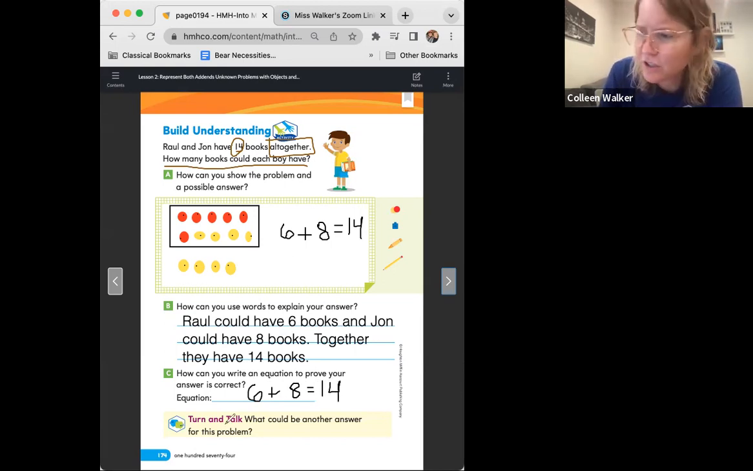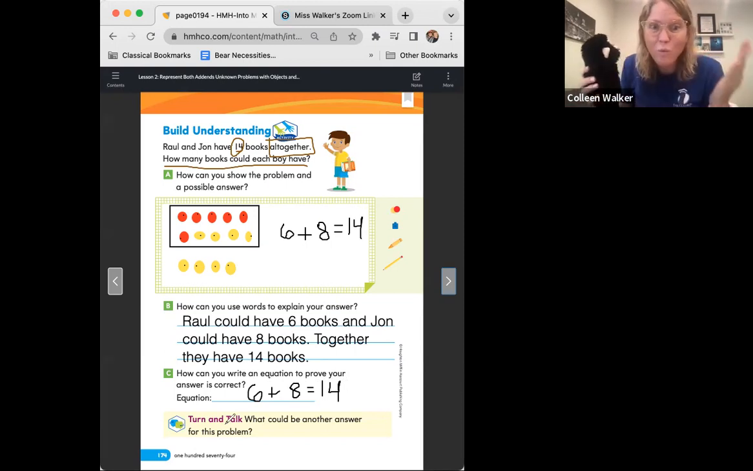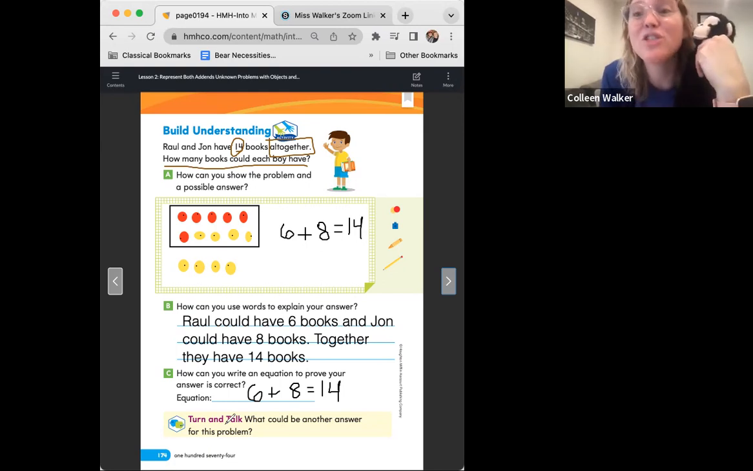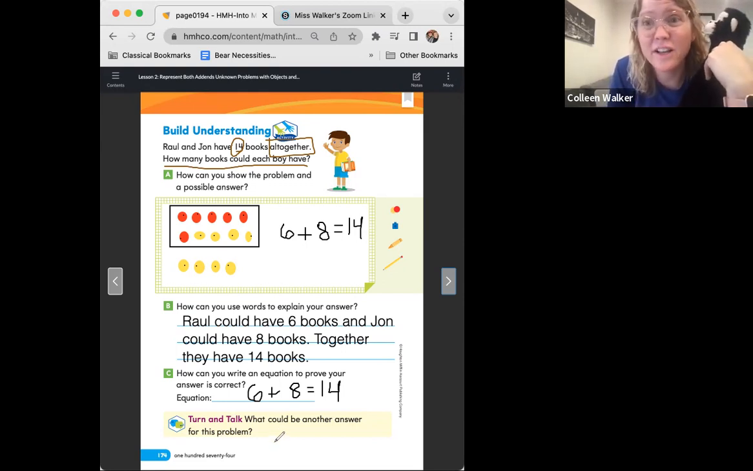All right, time to turn and talk. Oh, Monkey, I love that. You always want to turn and talk. So what could be another answer for this problem? Oh, okay. Monkey said there are so many other answers that maybe the kids at home could write the answers down. Okay, but Monkey, do you have one to get us started?